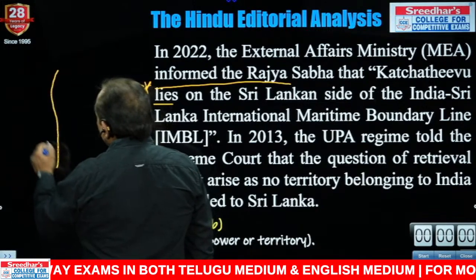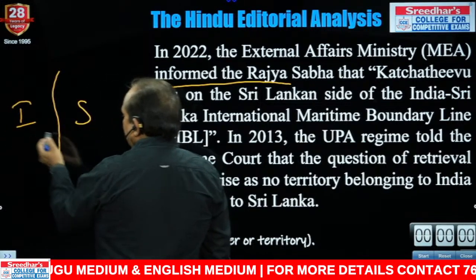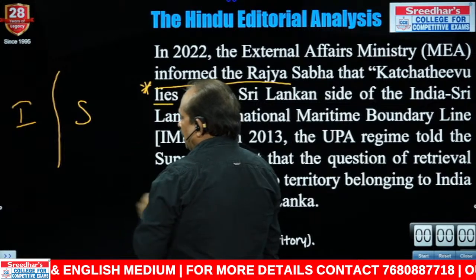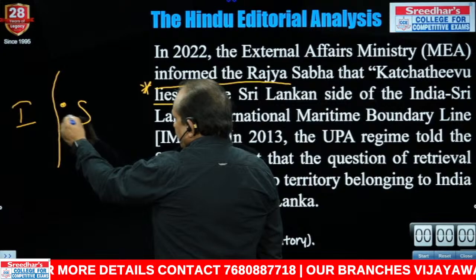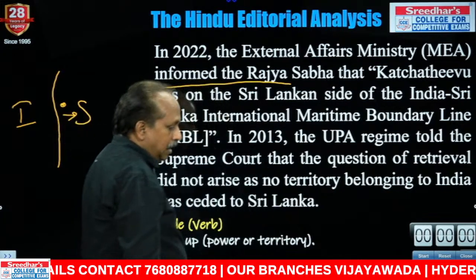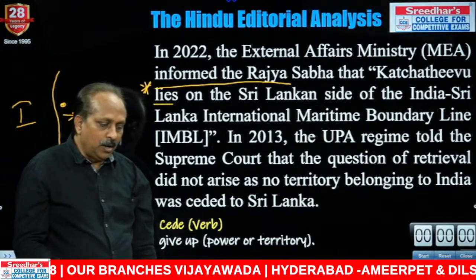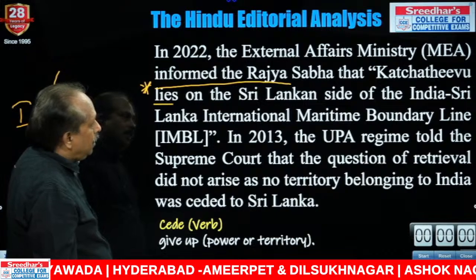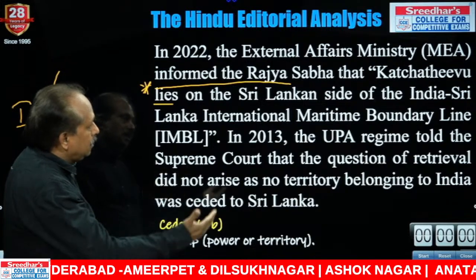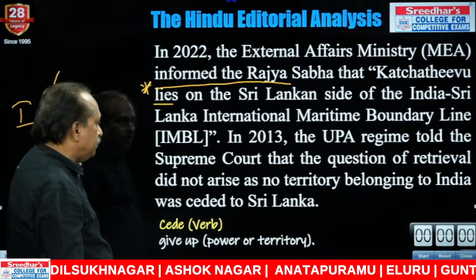When it comes to the International Maritime Boundary Line, IMBL, imagine India is here, Sri Lanka is this side. This particular island is here. That means what? It is on the Sri Lankan side. That's what the sentence says. Yes, Hemant. A small island, we say islet. Informed the Rajya Sabha that Kachativu lies on the Sri Lankan side of the India-Sri Lanka International Maritime Boundary Line.